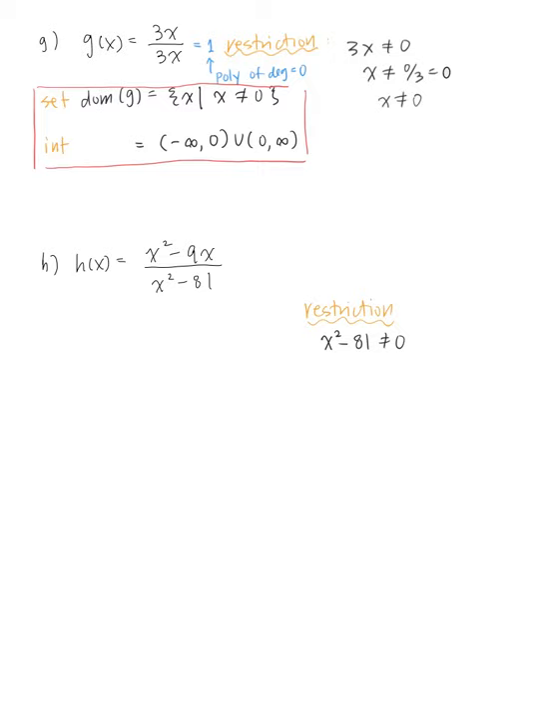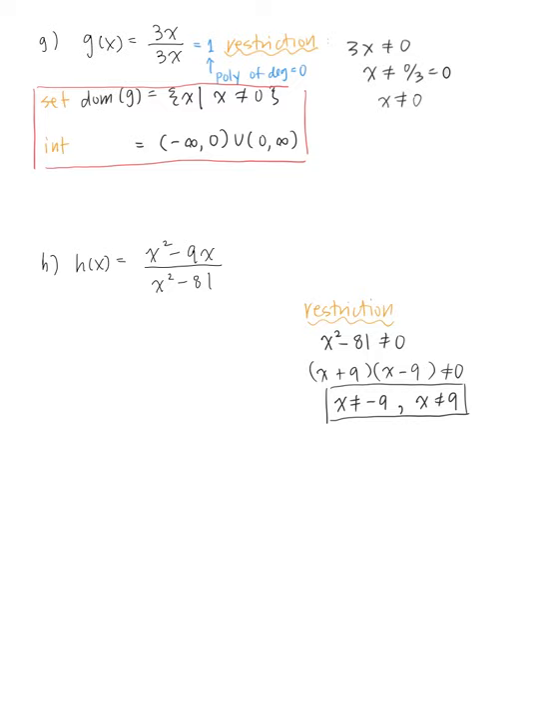Now, we're going to have to factor this, or you can add 81 on both sides, but I don't know which way you want to do it. Whichever is okay. So you're going to have x plus 9 and x minus 9 cannot be 0. So in this case, x cannot be negative 9 and x cannot be 9. So these two values are the restriction for that polynomial of h of x.